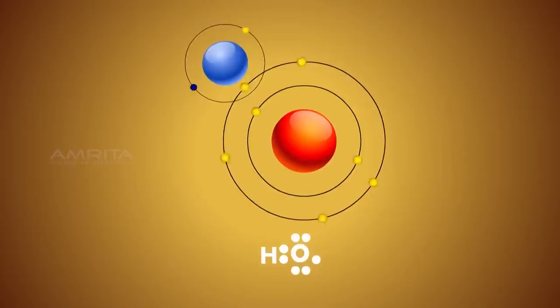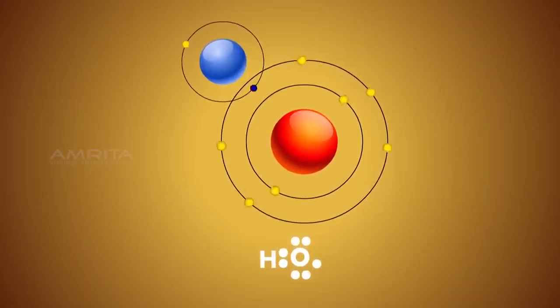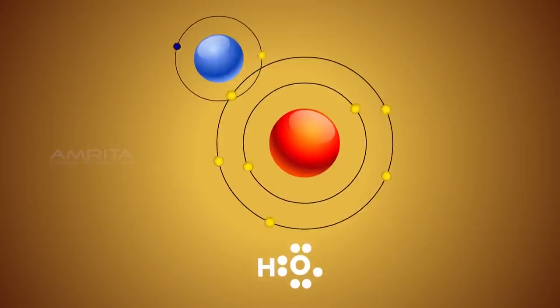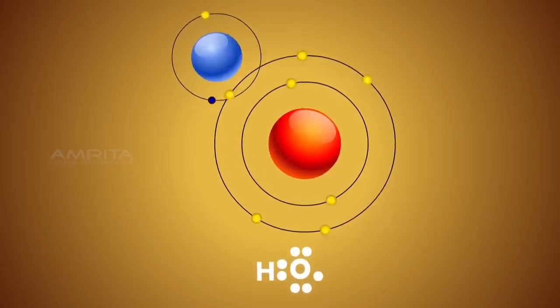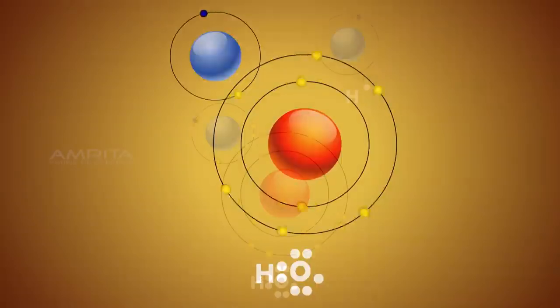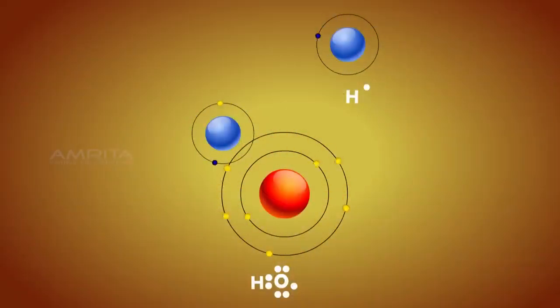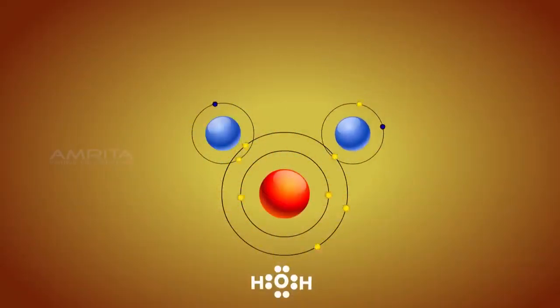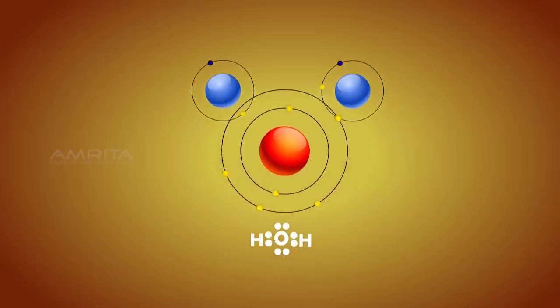atoms. By sharing an electron pair with the oxygen atom, the hydrogen atom completes its first shell and attains a stable noble gas configuration. Oxygen atom now has 7 electrons in its valence shell. By accomplishing its stable octet configuration, oxygen atom shares an electron with another hydrogen atom and forms a water molecule.